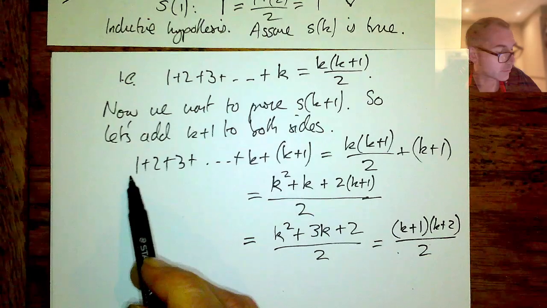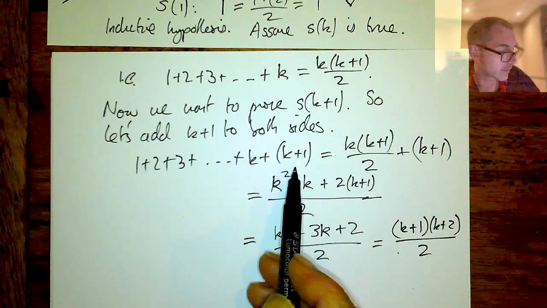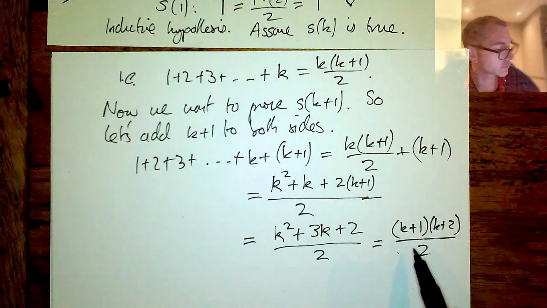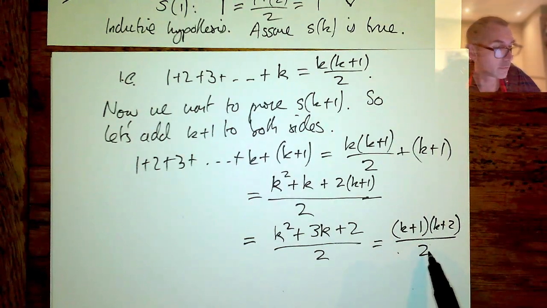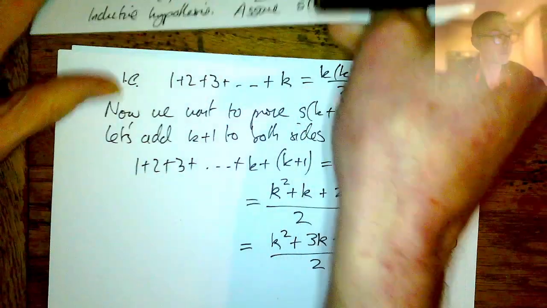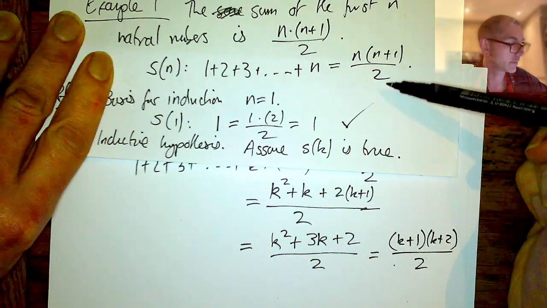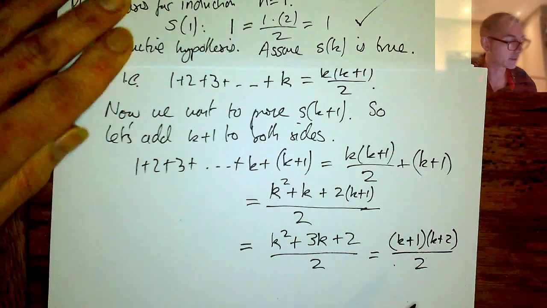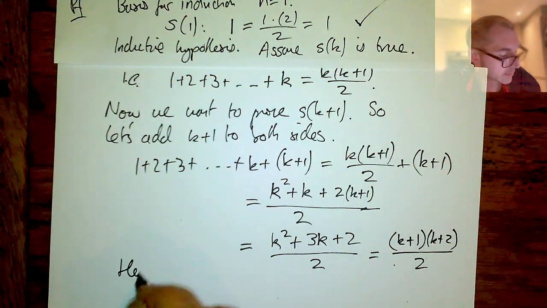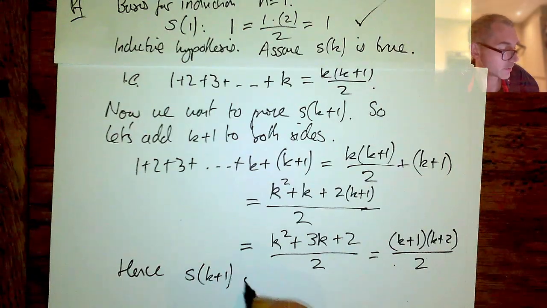Okay, well, what have I just written down? I've just written down that the sum of the first k plus 1 natural numbers is equal to the fraction that I was looking for. So in other words, what happens when I take this and I substitute in k plus 1? So it's exactly the right thing. Hence, S of k plus 1 is true.